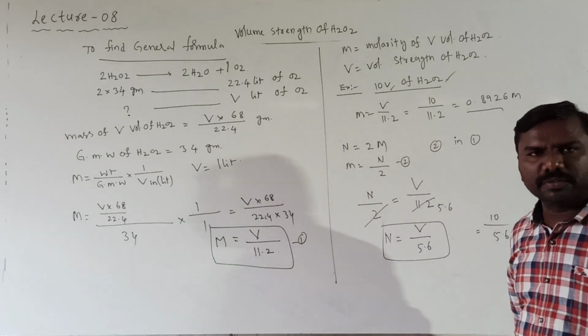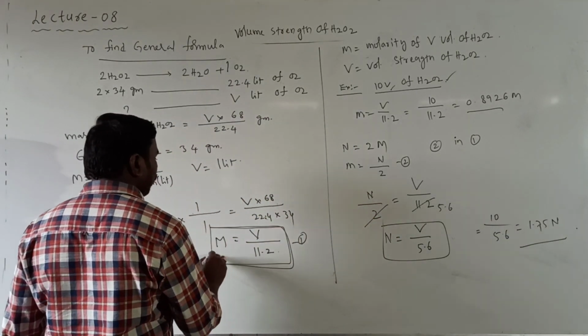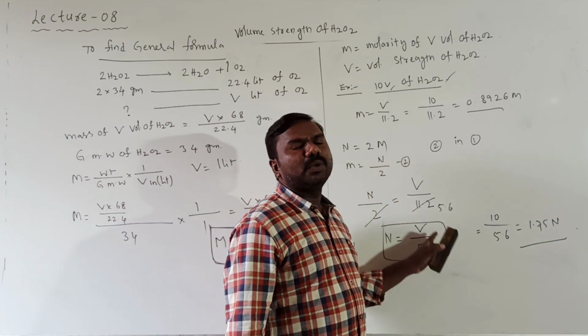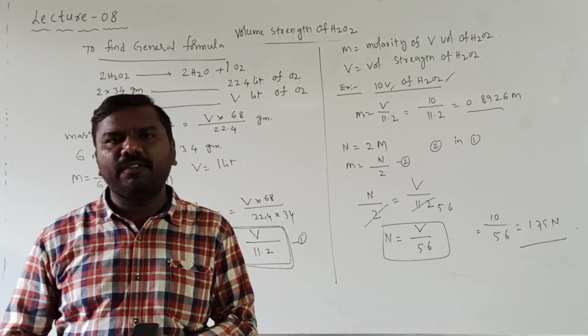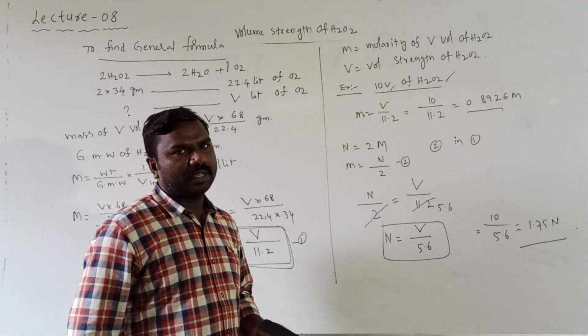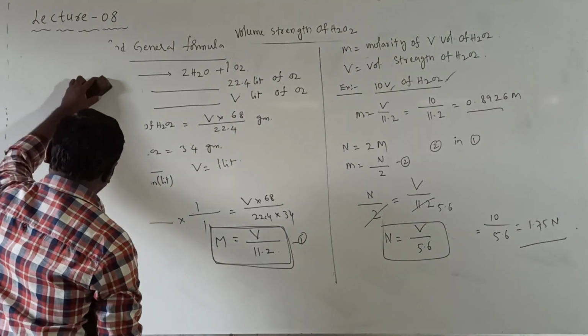Right, now all of you. So simple formulas you have to remember. Molarity equal to volume strength by 11.2. Normality equal to volume strength by 5.6. With this you can easily find. I'll give you one simple example. Bits were also given in previous exams. So all by these two formulas.